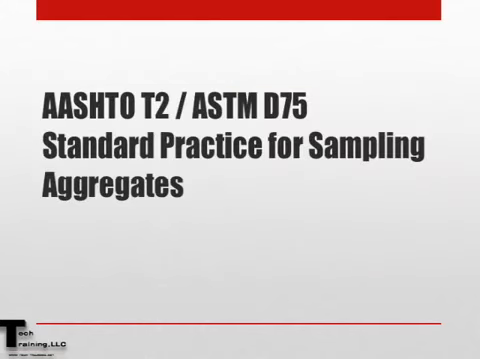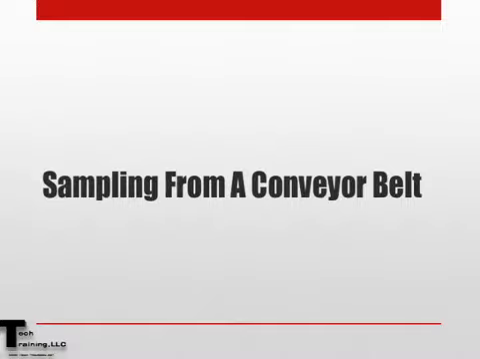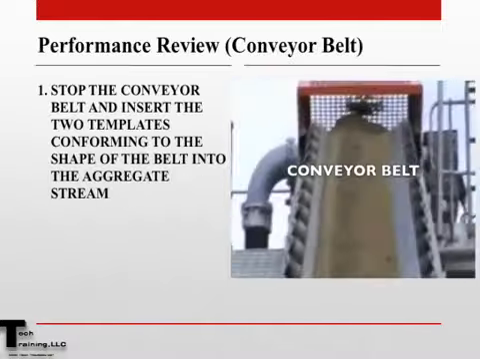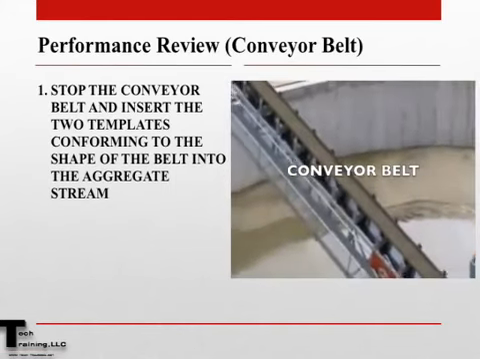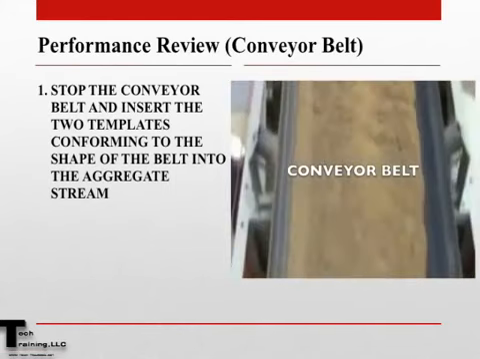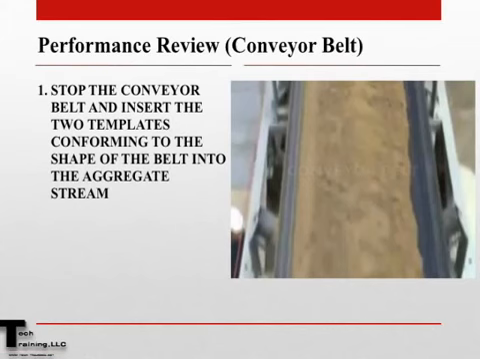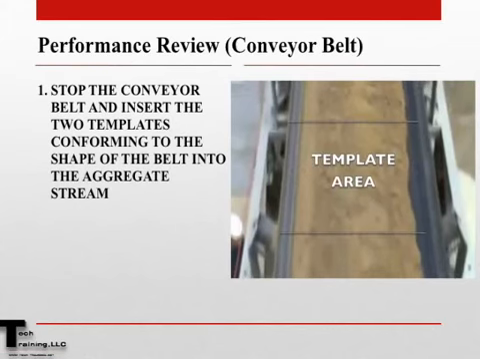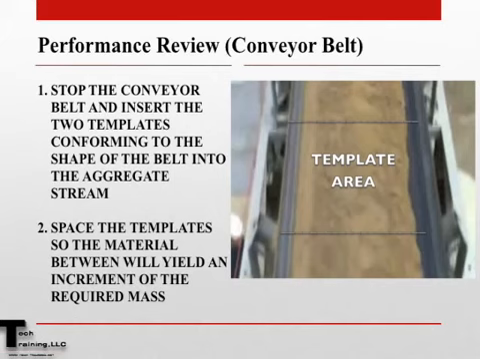Let's now review the key steps of this procedure, beginning with sampling from a conveyor belt. When sampling from a conveyor belt, one of the first things that we must do is stop the conveyor belt and insert two templates that conform to the shape of the belt. Space the templates so that the material in between will yield an increment of the required mass.